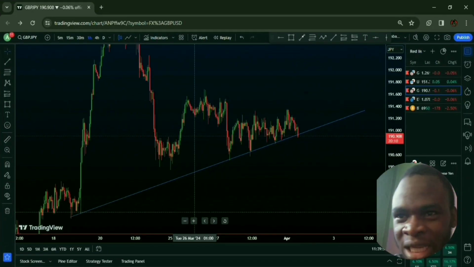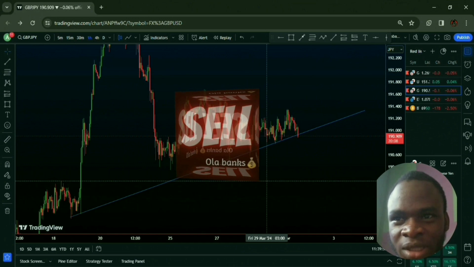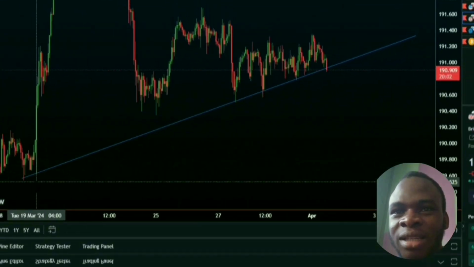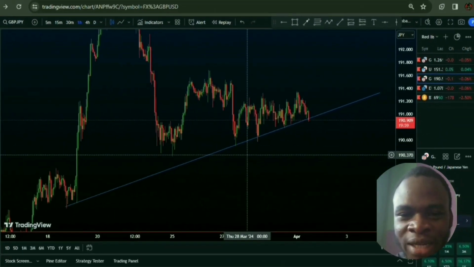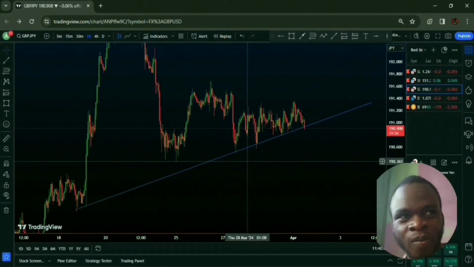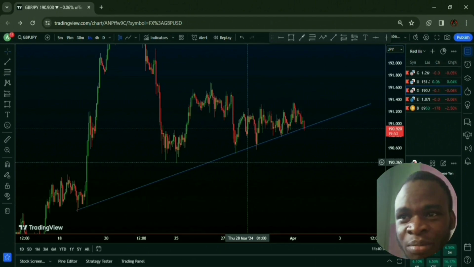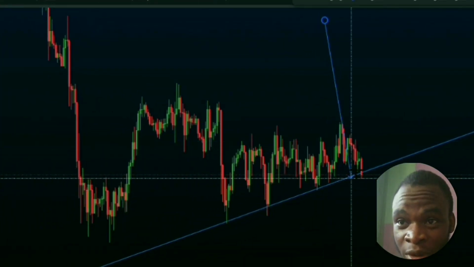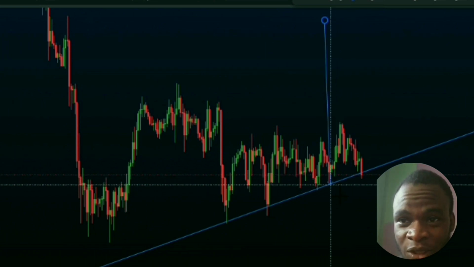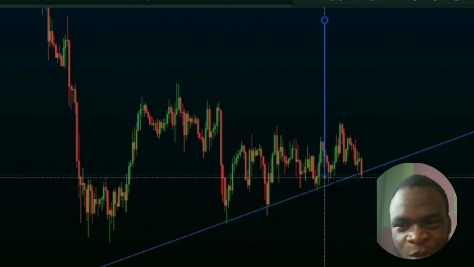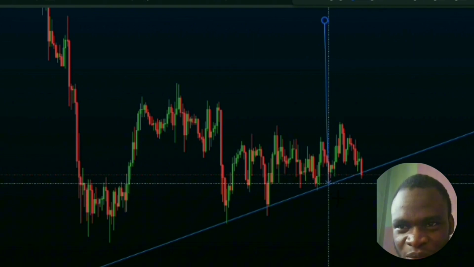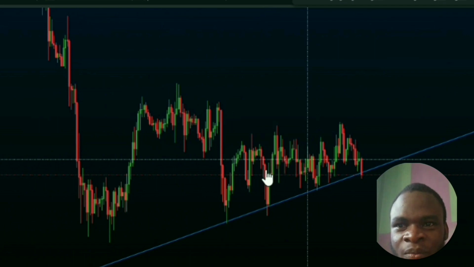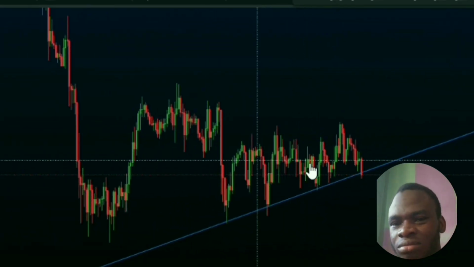What I'm looking for right here is a short selling opportunity, because why? The market has been banging on this trend line, and I think it will be weak. Just take for an example, imagine this support, the price coming from above to touch this trend line should be a support for the price, where the price will touch and go back up. But now look at what is happening. The market is just ranging on the trend line.